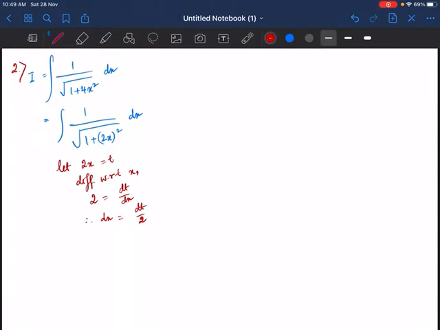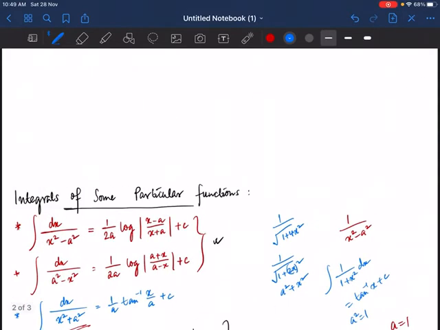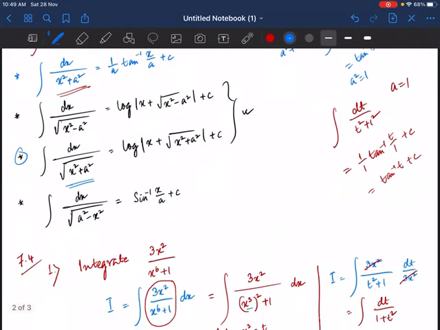So now what will my I become after this substitution? My I will become 1 by root over of 1 plus, in place of 2x I will write t, and in place of dx I will write dt by 2. So this 2 I will just take it out, and we have integration of 1 by root over of t square plus 1 dt. Now this looks similar to what? X square plus a square, 1 by root over of x square plus a square.